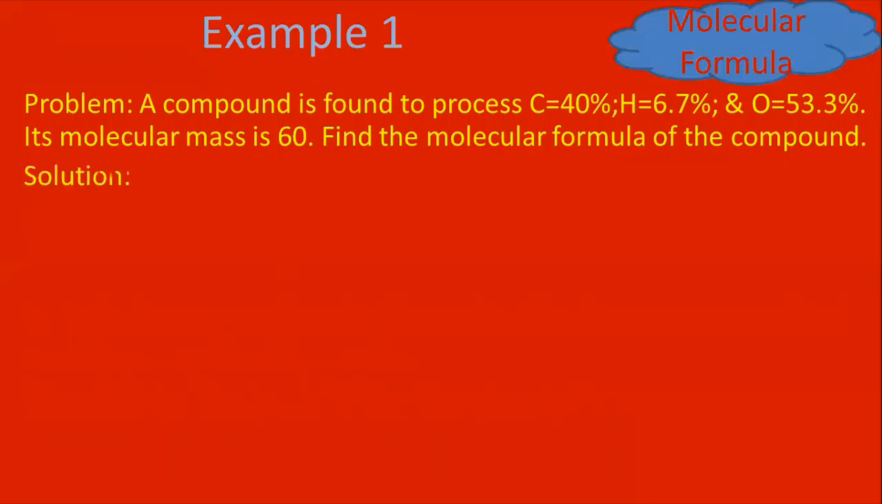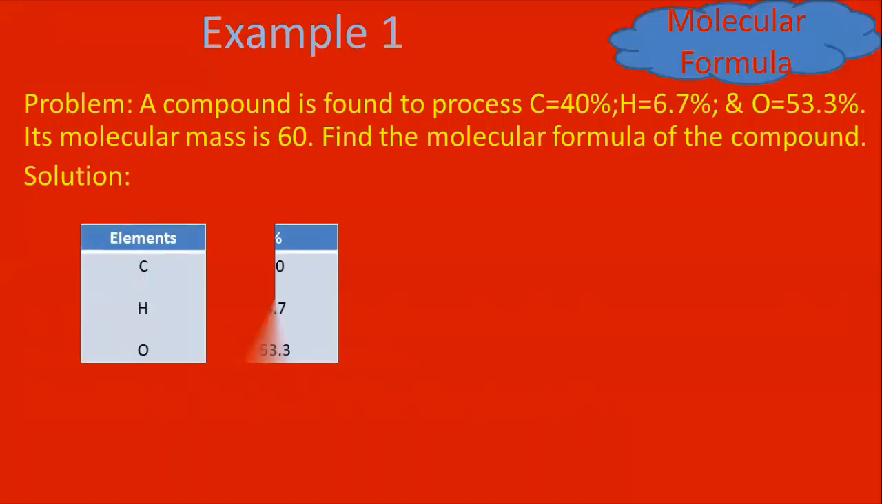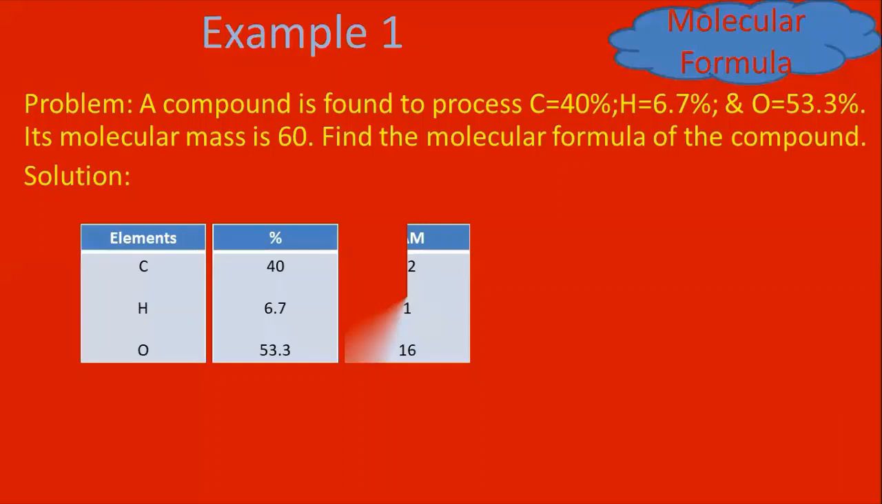Now, the solution. What is the first step? To find out the empirical formula. So for the empirical formula, we have different steps. First step, I have written all the data given in the question. That is, carbon, the percentage composition is 40% and its RAM, relative atomic mass, is 12. For hydrogen, 6.7% and RAM is 1. Oxygen, it is 53.3% and the RAM is 16.